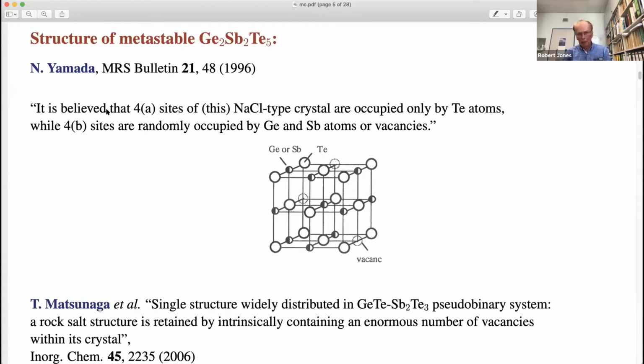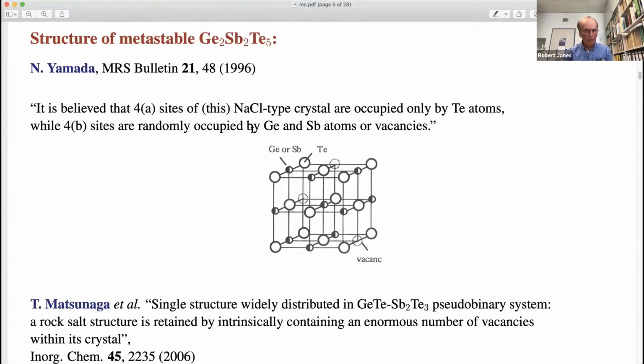He says it is believed that the structure of these favorable materials, I'm looking at GST225, I've got the formula here, was of the form of a rock salt structure, with one of the FCC sublattices being purely tellurium, and the other sublattice being a random mixture of germanium, antimony, and vacancies, because vacancies are crucial to the operation of these materials.